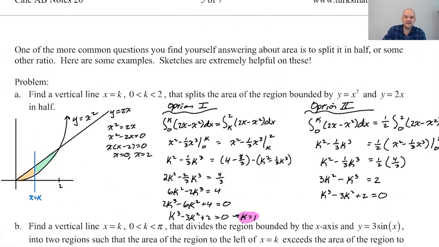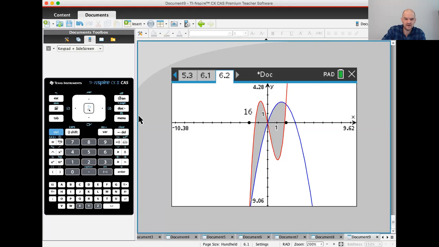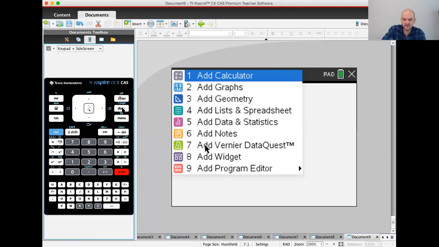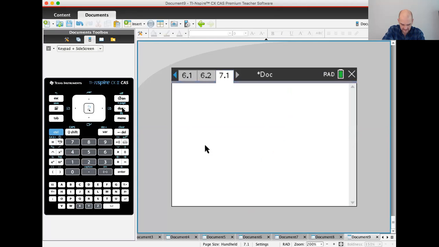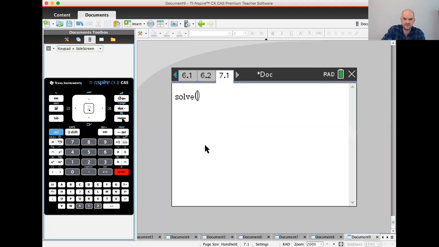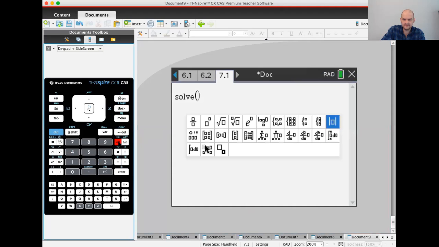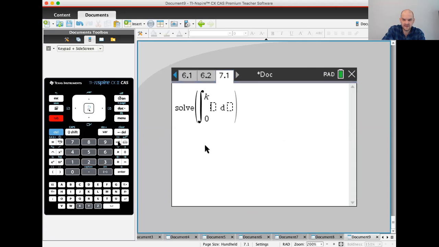Let's see. So switch to a calculator, and let's see what our options are. So doc 4, I'm gonna insert a new problem. I'm up to a lot of problems. Problem 7. All right. So I'm gonna use solve. I'm just gonna see what happens here. Menu 3, 1, the integral from 0 to k of 2x minus x squared dx should be equal to the integral from k to 2 of 2x minus x squared dx, and I need to solve this for k.